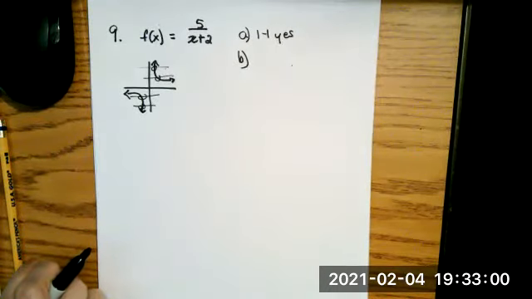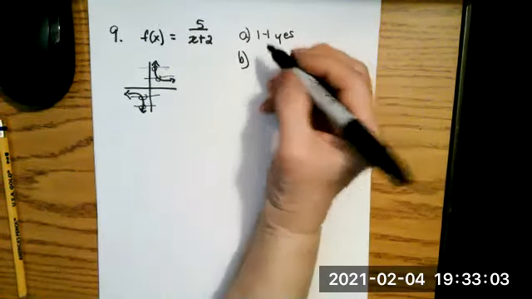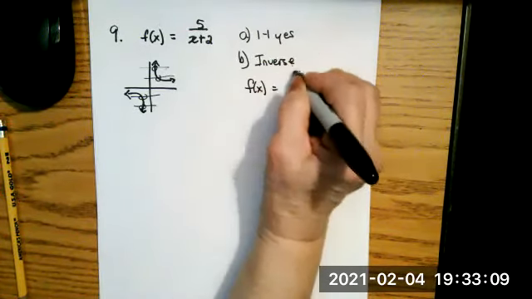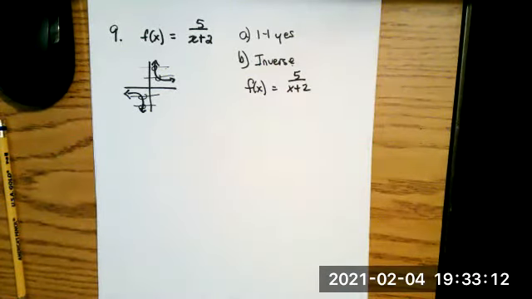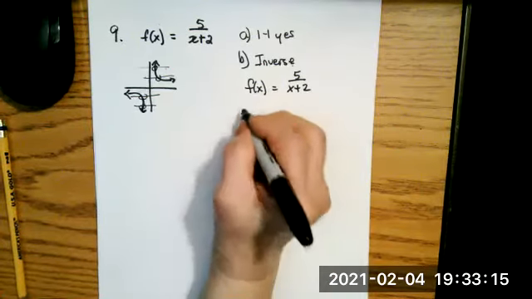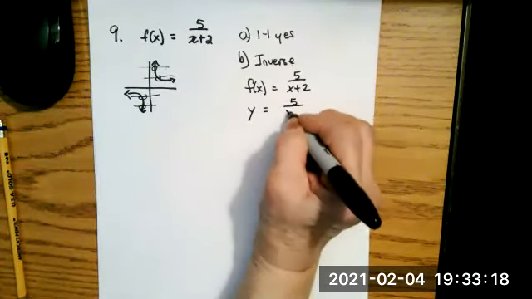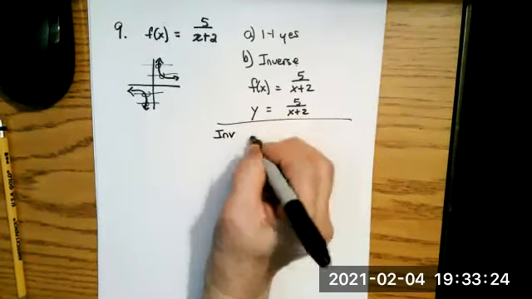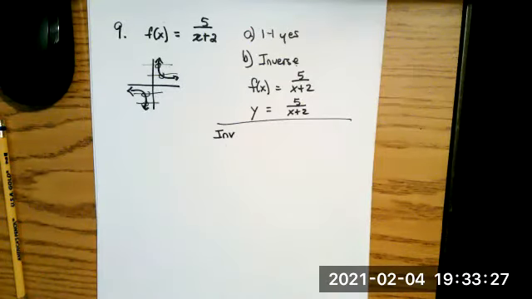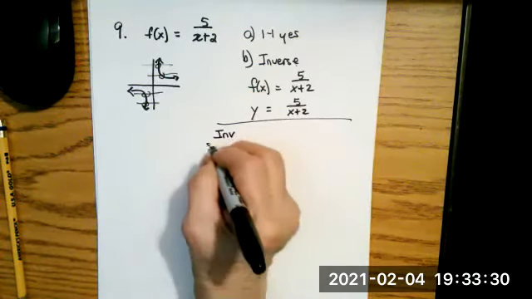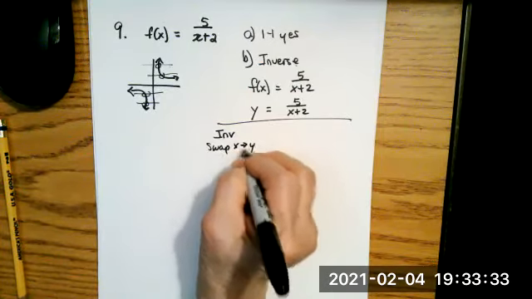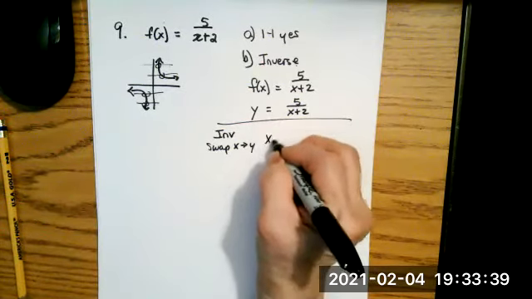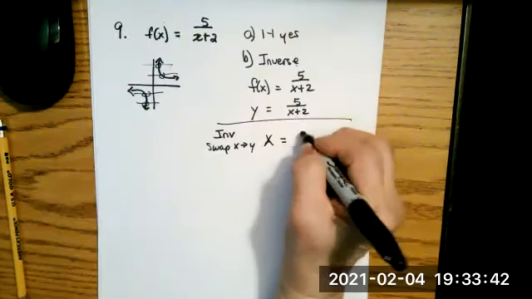The B part is this process. So let's see if we can do it. This is the inverse process. We have f of x equals 5 over x plus 2. So the first thing I do is change my f of x to y. Now then, this is where you want to split this from this one. This is where you start your inverse. This is where you swap the x and the y. So right there where it says y is going to say x now. And right there where it says x is going to say y.